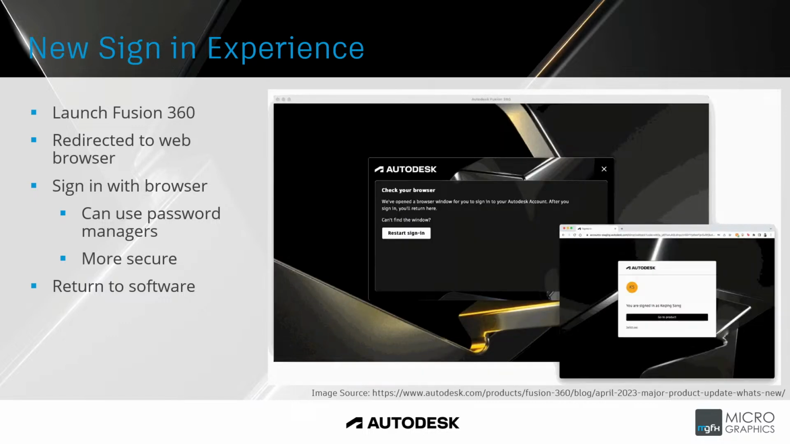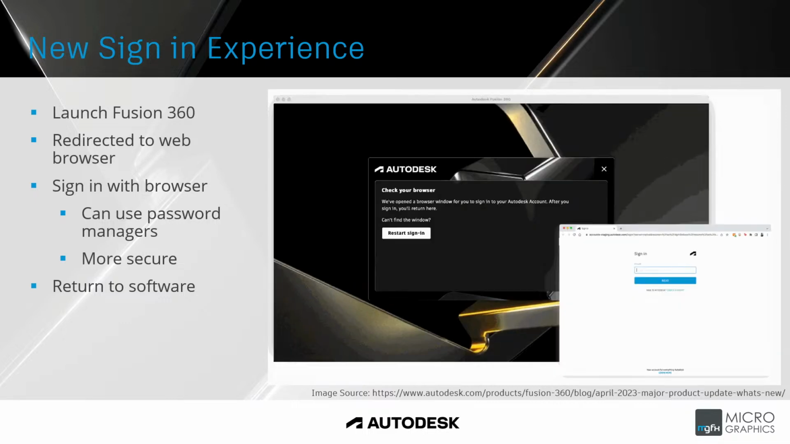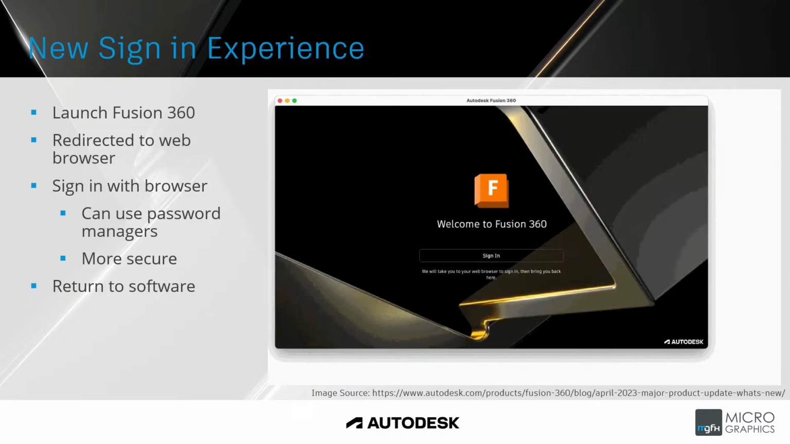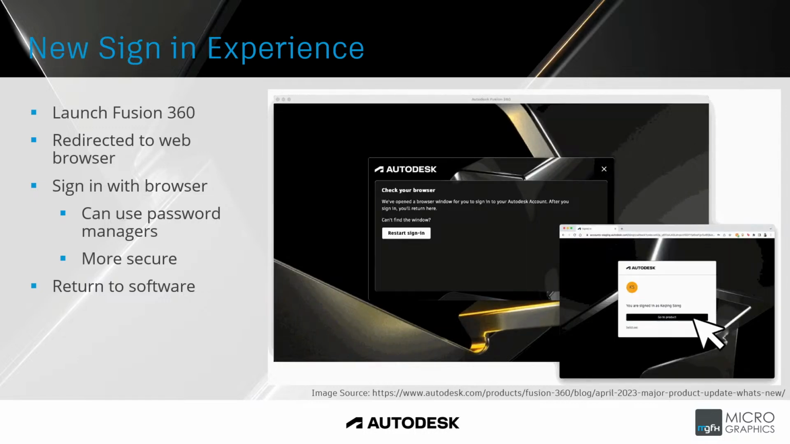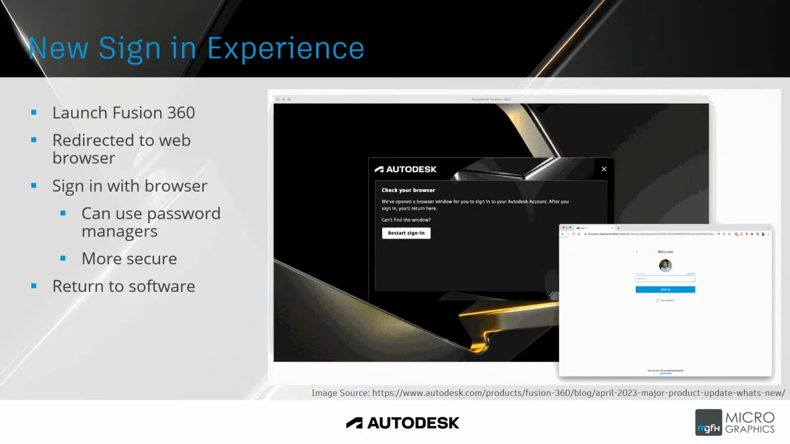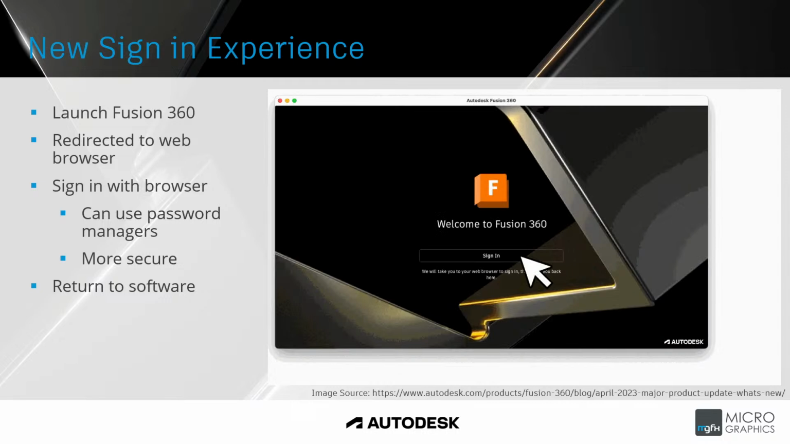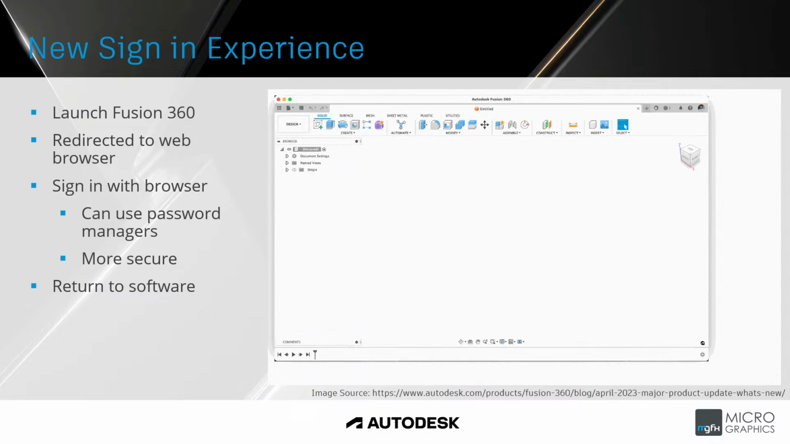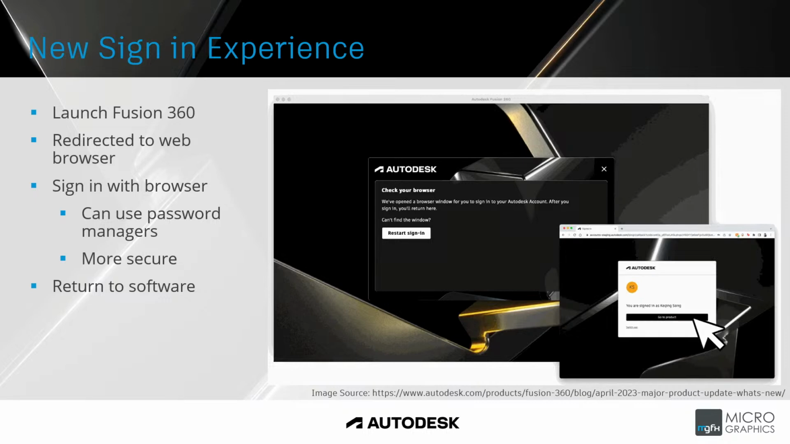Now, what is the reason for this? Basically, Autodesk has moved away from their own little sign-in dialog box because there was no way to support password managers for that. Logging in through a web browser allows you to take advantage of the password manager plugins you may already have installed on your browser. It's also a more secure way of signing in for larger companies that have single sign-on credentials. It allows them to take advantage of that. So you'll be able to sign in through the browser and then return back to the software.